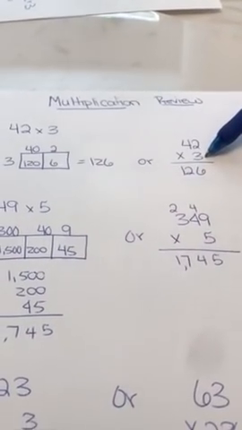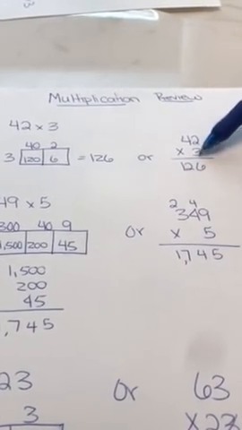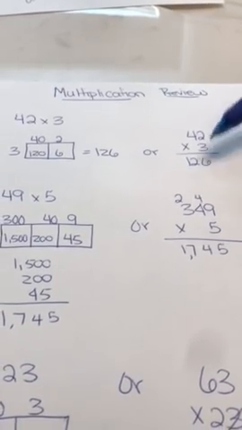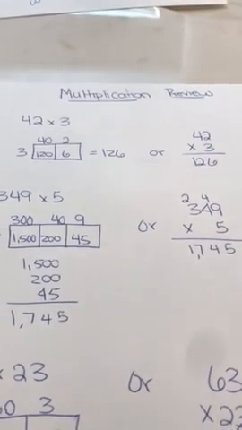If you like the basic algorithm, you set it up as an algorithm. 3 times 2 is 6. I didn't have to tag anything. And 3 times 4 is 12.